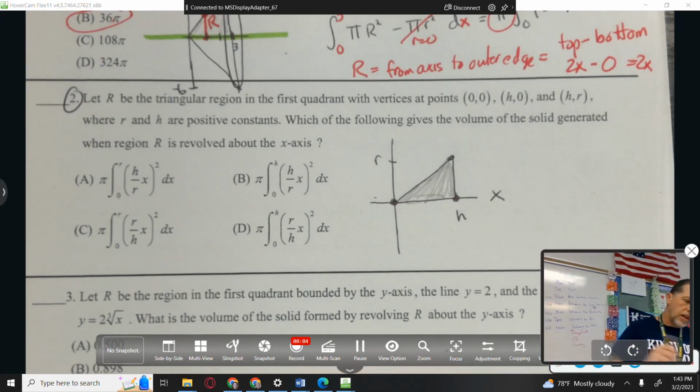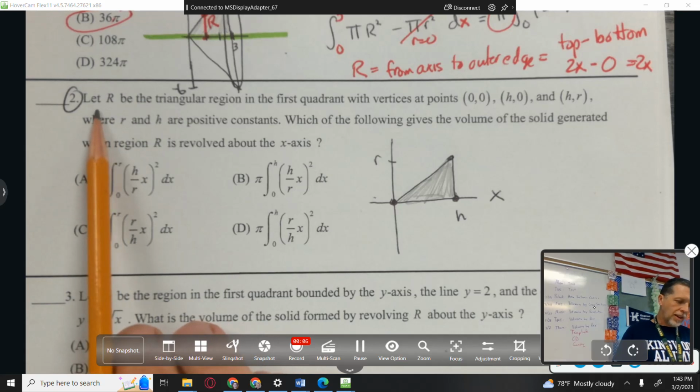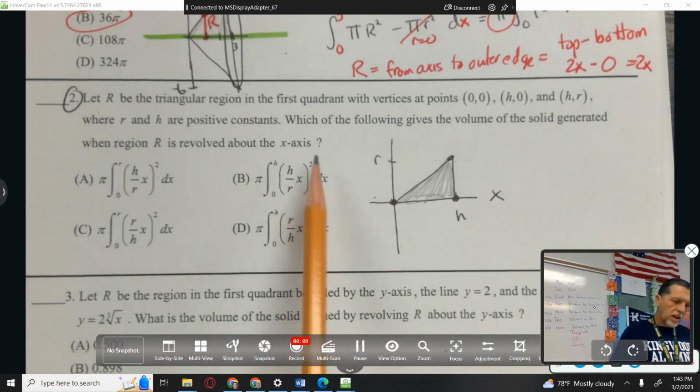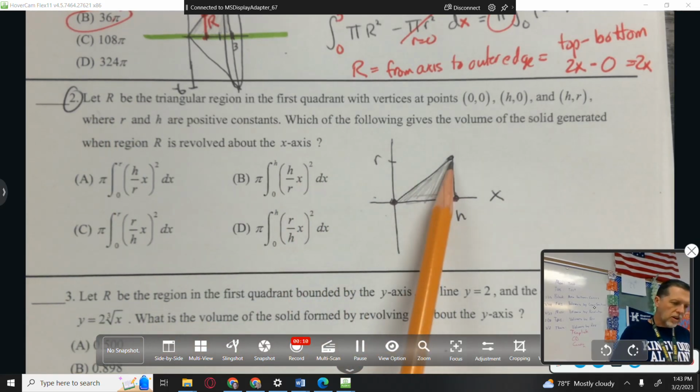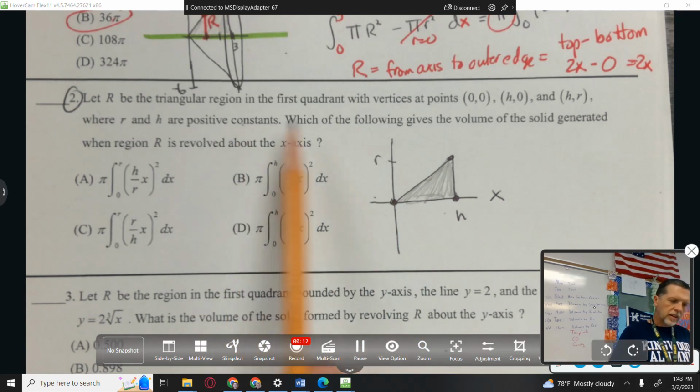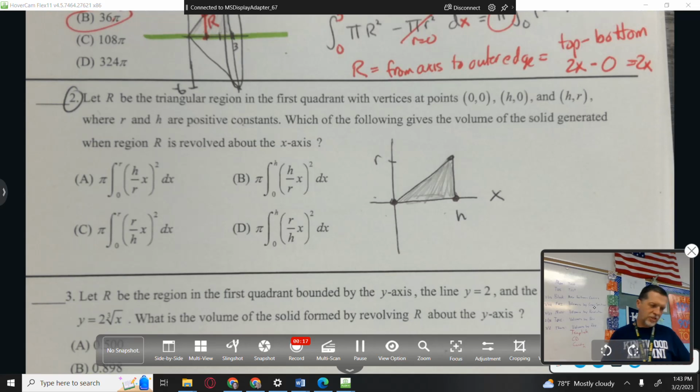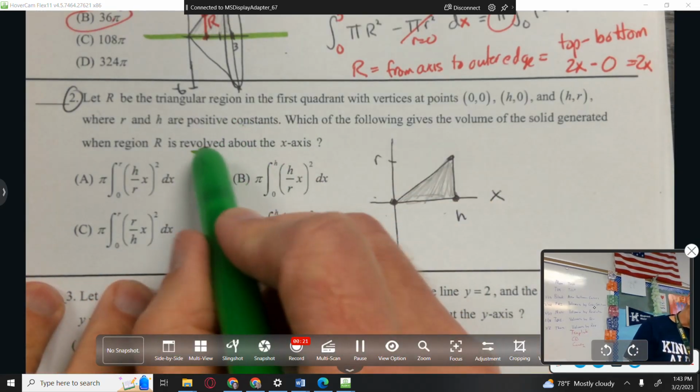So there's the base region. Let R be that region. 0, 0, H, 0, H, R. R and H are constants. Which of the following gives the volume of the solid generated when that region is revolved around the x-axis?